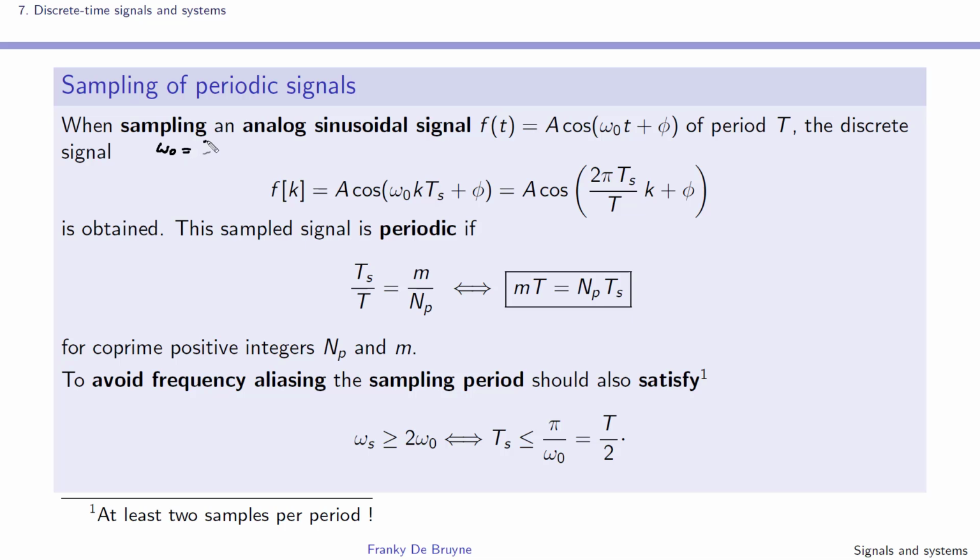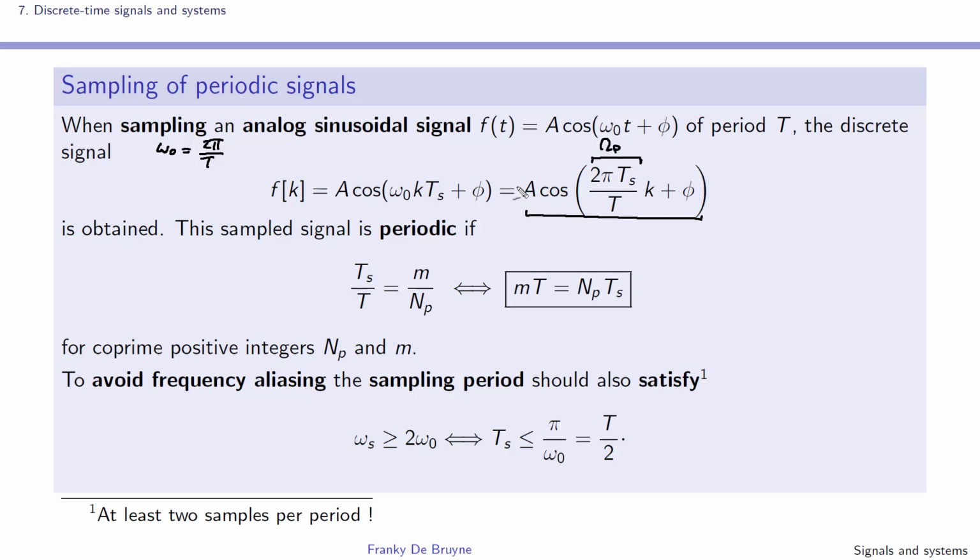Omega 0 is 2 pi over T. So if you plug this in here, this is what you obtain, right? So this is precisely a discrete sinusoidal signal, and this is capital omega 0, right?